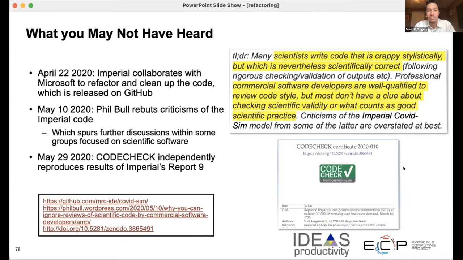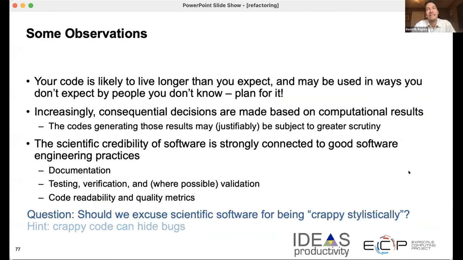The lessons we can take away from this are that as scientific code becomes much more important in producing the things that we work with every day, and producing results that are important for society to move forward, your code might be used in ways that you don't expect and by people you don't know. These consequential decisions really ought to rely on scientific code that is as well checked, vetted, and thoroughly reviewed as possible.